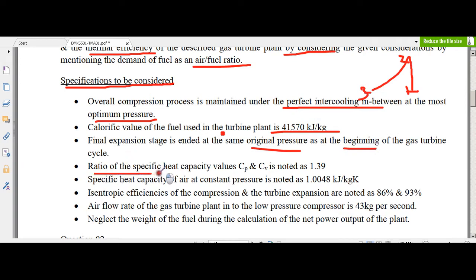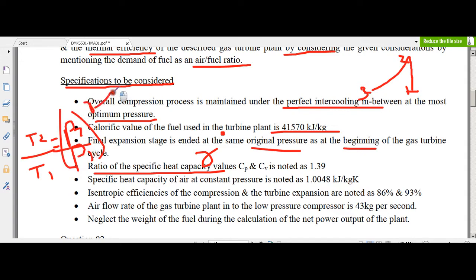The ratio of the specific heat capacities, that means gamma, because when you use the ideal gas equation, T2 divided by T1 equals P2 divided by P1 to the power of (gamma minus 1) over gamma. So if you consider that equation, you need the value of gamma, the adiabatic constant. That is given as 1.39. Then the specific heat capacity, Cp, is given as 1.0048. Be very careful about the values. Okay, you need these values.